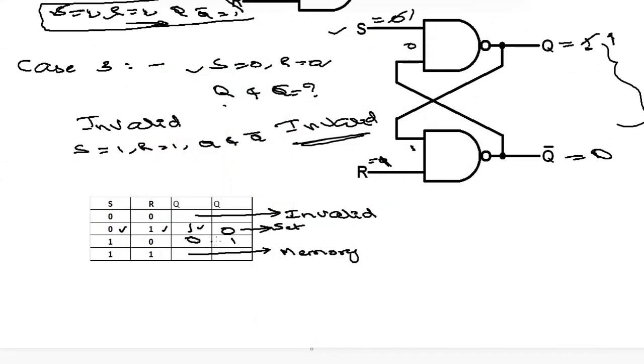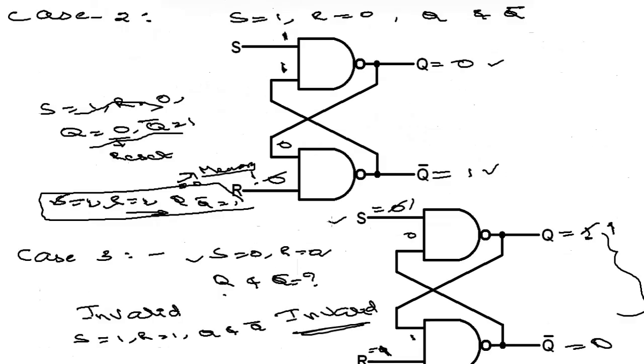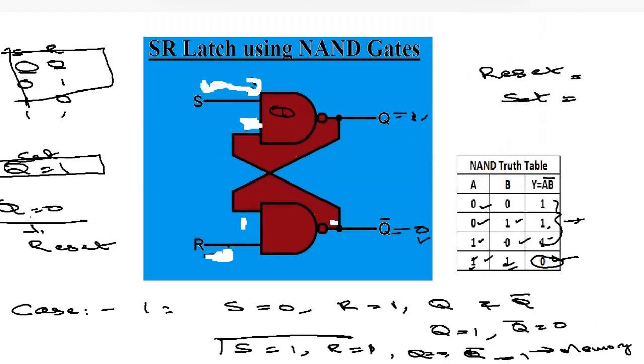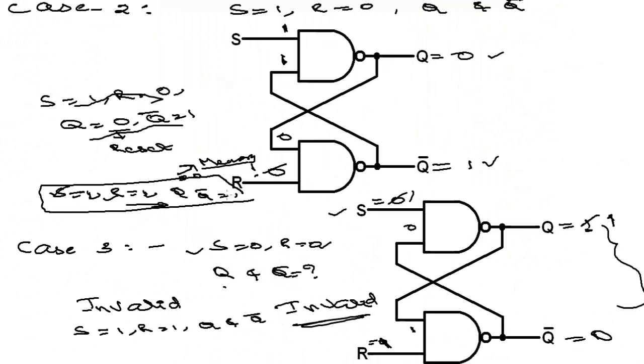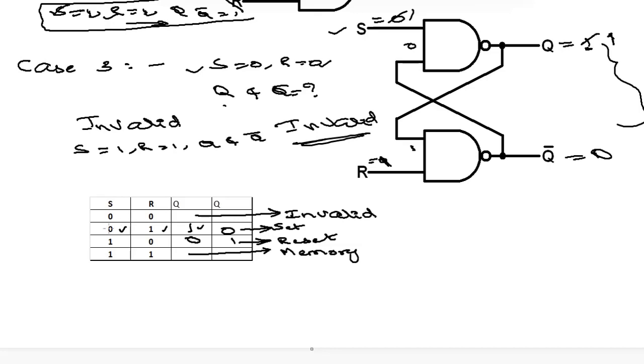In the starting of the video, I explained. When Q equal to 0, this condition is called the reset condition. See here, when Q equal to 1, that condition is called the set condition. When Q equal to 0, this condition is called the reset condition. This is the truth table for the SR latch.